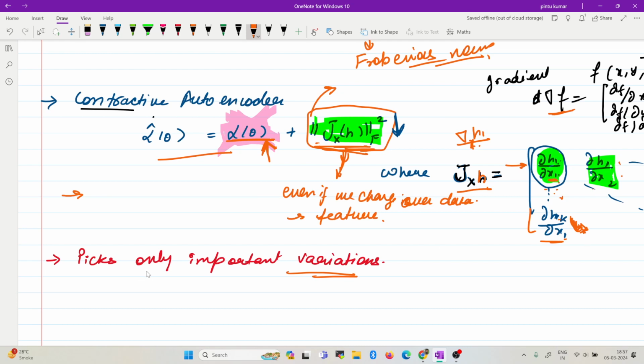One thing to remember is that contractive autoencoders pick important variations, similar to PCA. PCA also used to pick those directions which had important variations, where the variation was large, and similarly the contractive autoencoder does a similar thing. Any doubt in this?